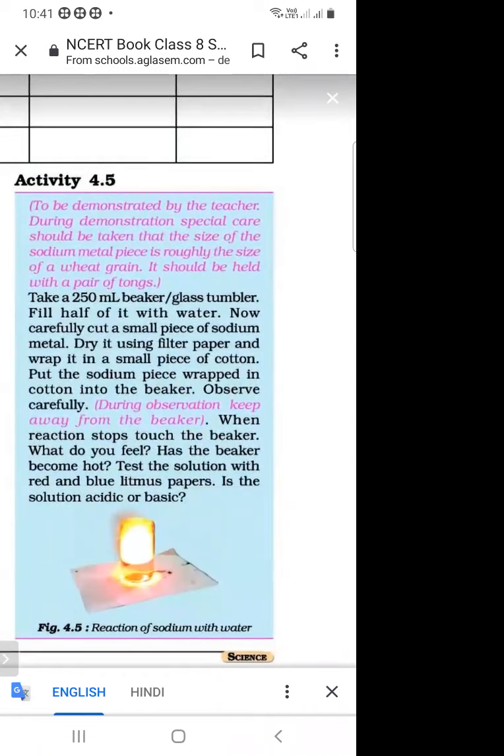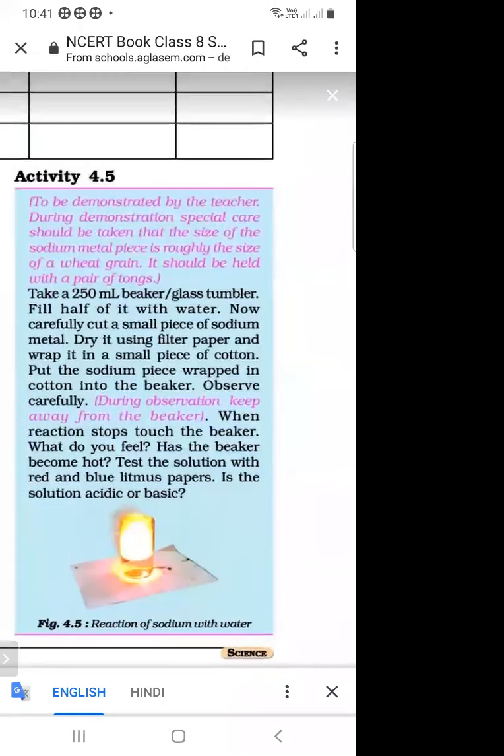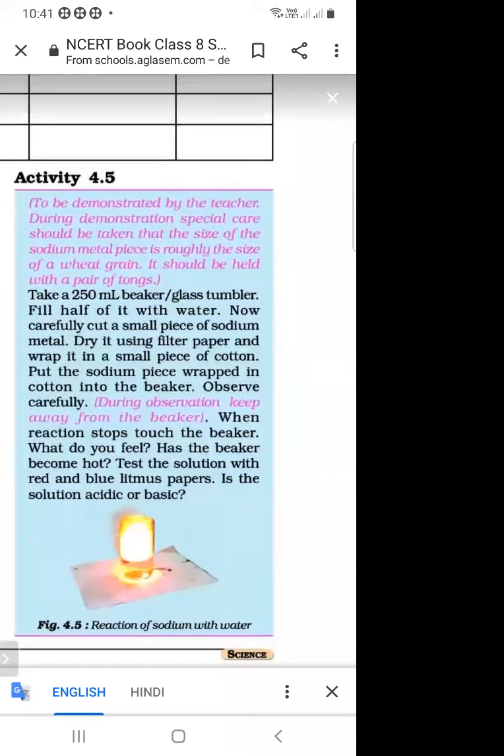Why will we wrap it with a piece of cotton? Because it does not come into contact with air. So when we wrap it in the cotton piece, we put it into the water. And when we put it into the water, sodium reacts with water. Then what is formed? NaOH. NaOH is formed.